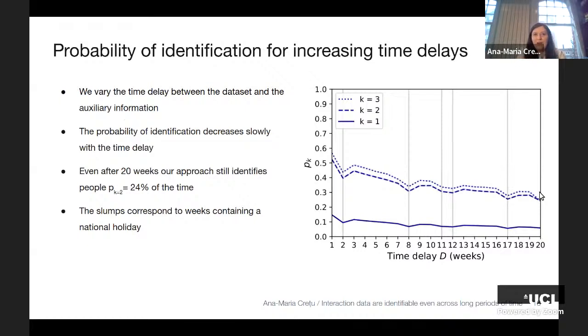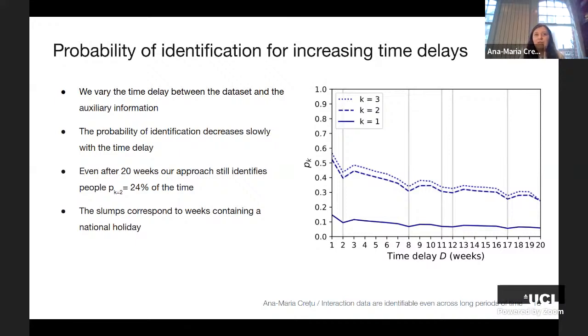Now, moving on to our results, we also looked at what happens when we vary the time delay between the data set and the auxiliary information. In the previous experiment where we obtained more than 50%, we assume that there is 1 week of gap between the data set and the auxiliary information. Now we will vary this gap from 1 to 20 weeks. And we see that the probability of identification decreases slowly with the time delay for all values of k. However, even after 20 weeks, the probability of identification using 2-hop interaction data is almost 25%. So a risk still exists.